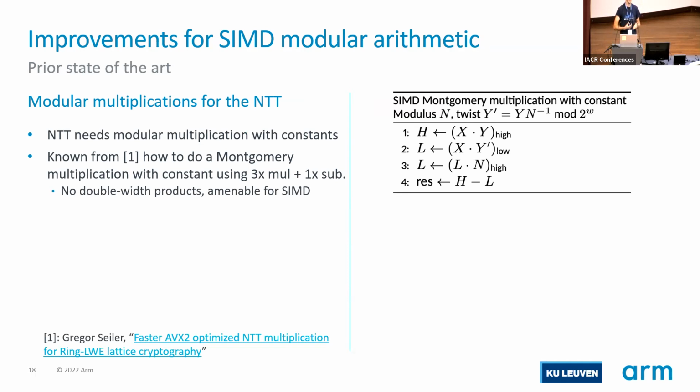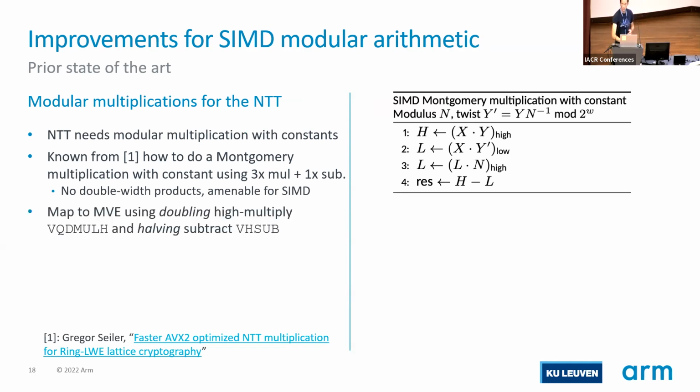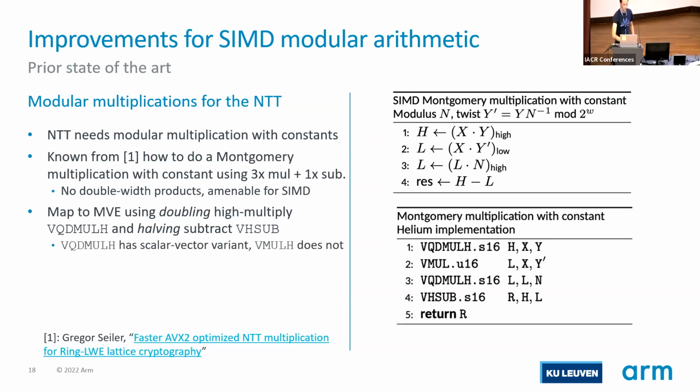Now here, you could take this and implement it as is in MVE. There's a high multiply, there's a low multiply, but it wouldn't work well because the high multiply only works vector-vector, which would force you to put twiddles in a vector and data in a vector. And with 8 vector registers, you wouldn't get very far. What we do instead is we use a slight variant, the doubling high multiply from fixed point arithmetic, which allows a scalar vector version. And then you can put all the twiddles in general purpose registers and all the data in vectors. And then you can actually make do with 8 vectors, 16 GPRs, you get somewhere.